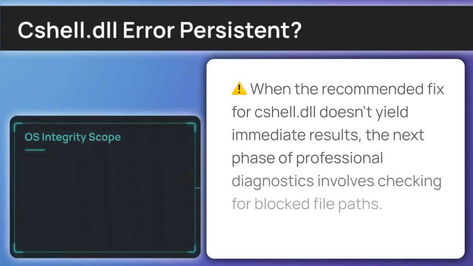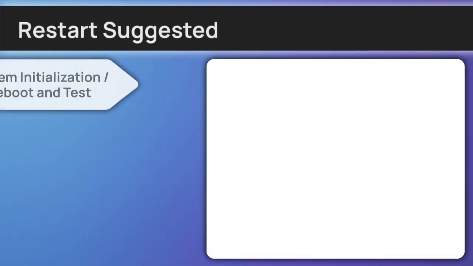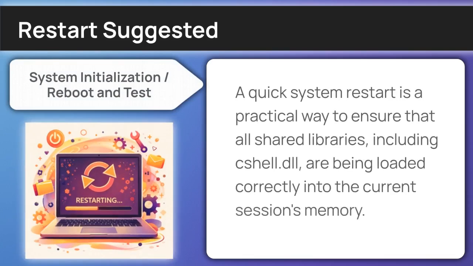When a standard software refresh isn't enough, we need to bypass the automated installers and look at manual system state resets. A full system restart ensures that no background processes are currently locking the Cshell library file. A fresh boot allows Windows to reinitialize its library map from a clean state.